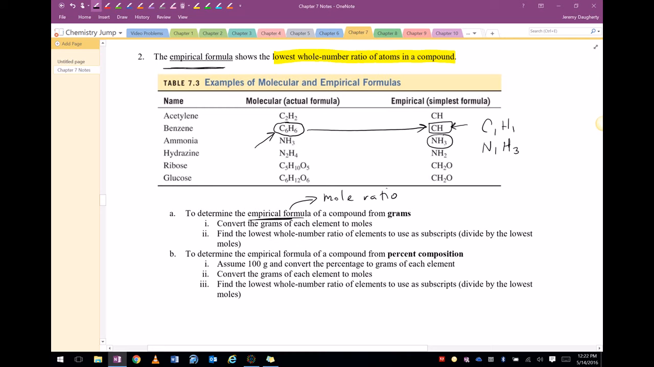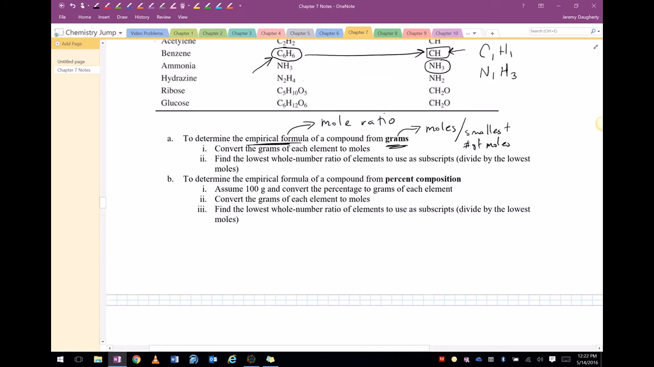An empirical formula is the smallest whole number mole ratio. So if we start out with grams, we're first going to convert that to moles, a grams to moles conversion, just like you saw in the last section. And then we're going to divide through by the smallest number of moles. That's going to be our mole to mole ratio. That's if we're given grams.